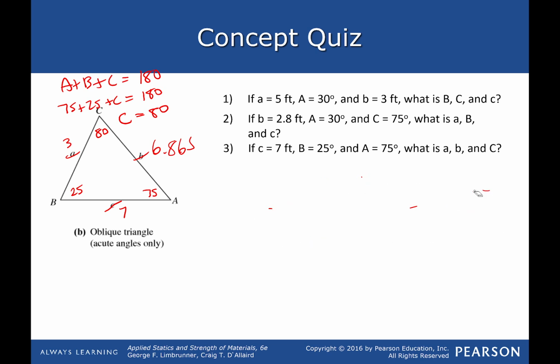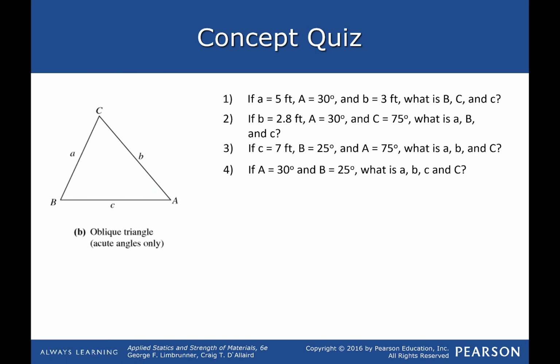I'm just leaving this here in case it tricks me and says it's going to ask me about this one. It did. Okay. Should have just cleared the entire board. Well, I can do that now. Okay, so if a is equal to 30 degrees, got that one right there. B is equal to 25 degrees. What is A, B, C, and C?